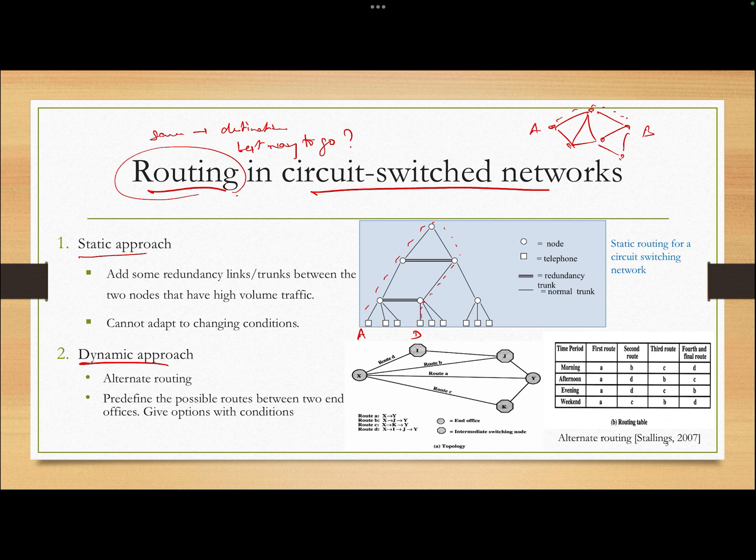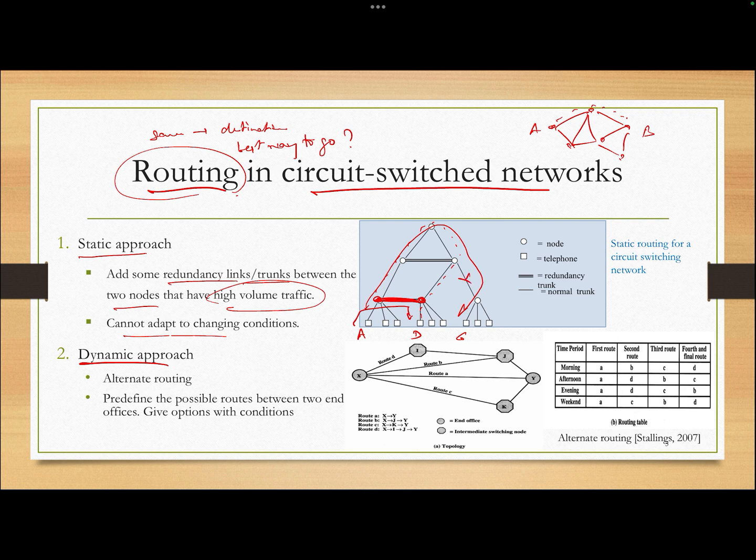But if you have a lot of traffic between this junction and this junction, like this group of users is connected a lot to this group, then you may have a redundancy trunk, a redundancy link between these two nodes that have high volume traffic, so you can go this way directly. But you cannot adapt to changing conditions. If A to G, maybe you have to go this way, right?